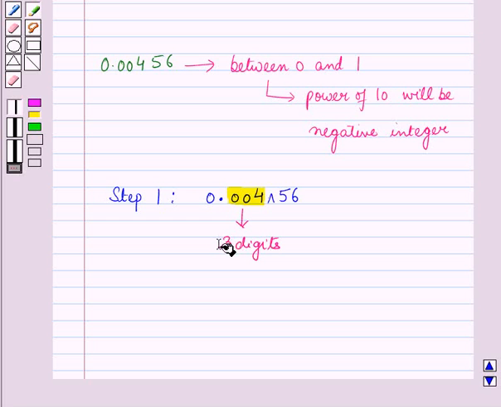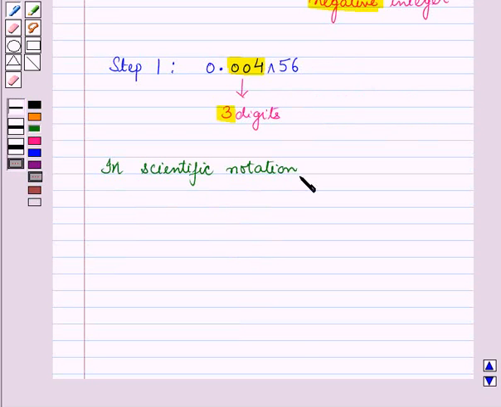Now the number of digits, which is 3, will be the power of 10 in scientific notation, but it will be negative because the given number is between 0 and 1. Now in scientific notation, we will place the decimal after 4. So it will be 4.56 into 10 raised to power minus 3. So here we have moved the decimal 3 places to the right.